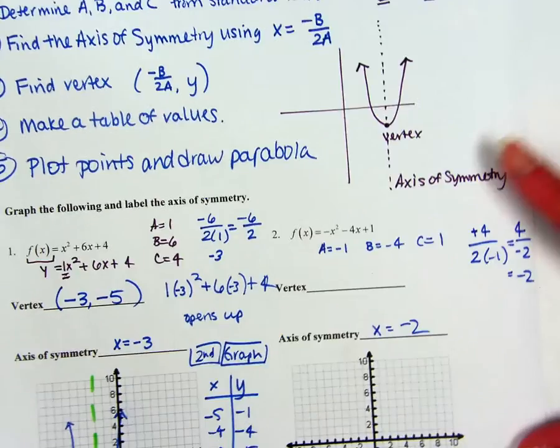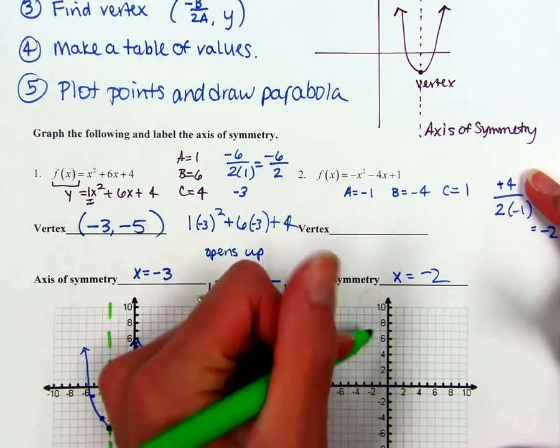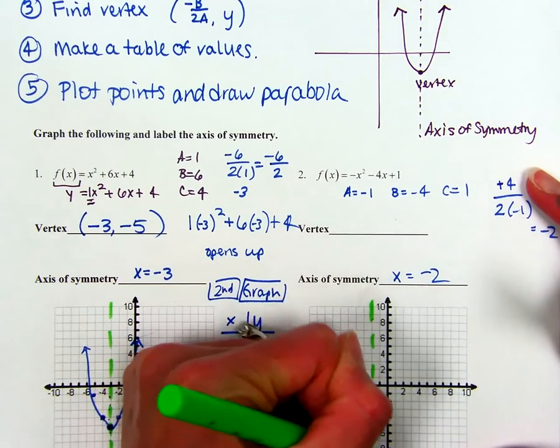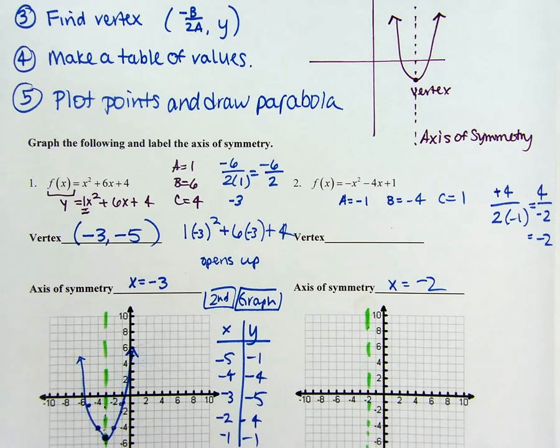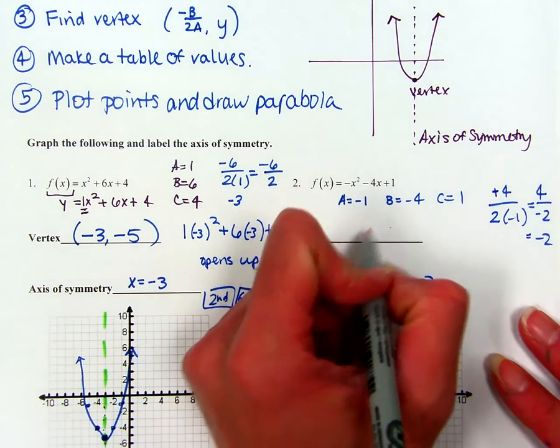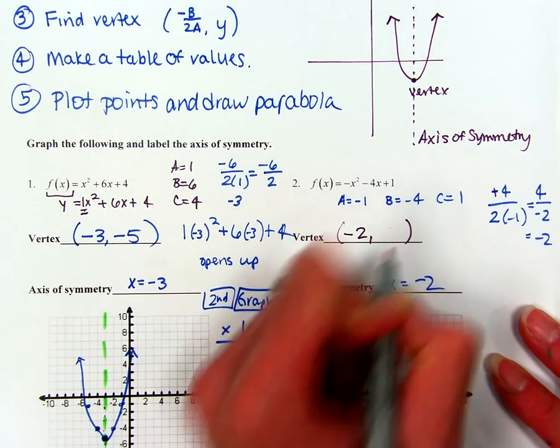So this time I'm going to draw that on my graph first. I'm going to draw in negative 2. And I know that half my parabola should be on the left side and half my parabola should be on the right side. So I know that my vertex is going to be negative 2 comma something.